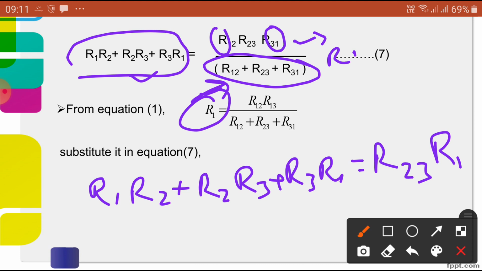So now I want to know what the R23 is. Now you keep this value here only. Now R1, you send this one, so now it is going to here, R1.